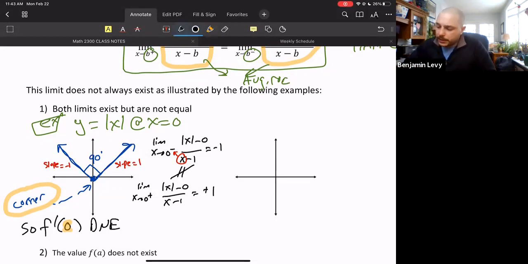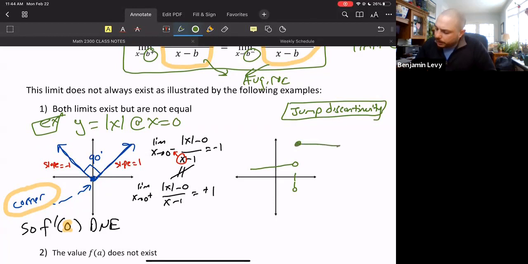The other type that we might see where the limit doesn't exist is called a jump discontinuity, which we've seen previously. Remember, that's where the graph jumps. Something like this, where it's down here at the point B, and then it just jumps up right here. The issue there, again, is the left-hand limit is not going to equal the right-hand limit. And so in that case, the derivative at B does not exist.